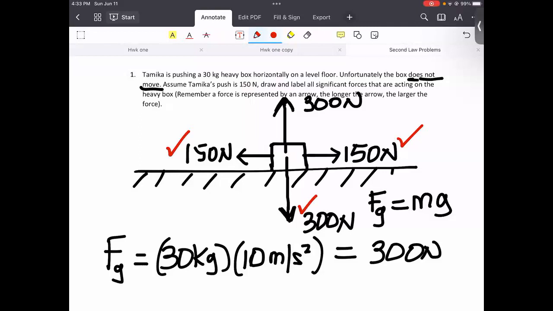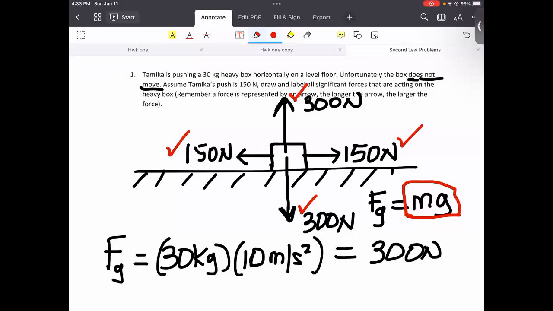We got that by multiplying mass and then acceleration due to gravity g. And we know that the net force in the vertical direction has to be 0. And we were able to tell that this force has to be also 300 newtons. So the net force has to be 0. All right, so that's the solution to problem number 1.